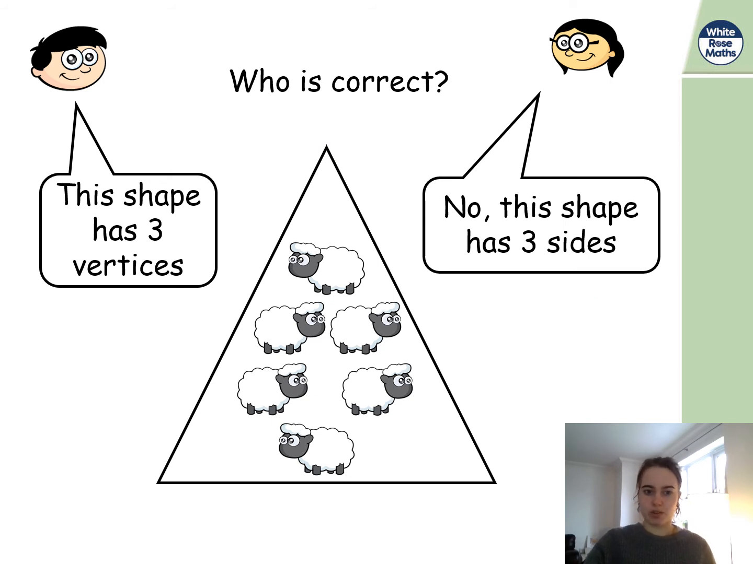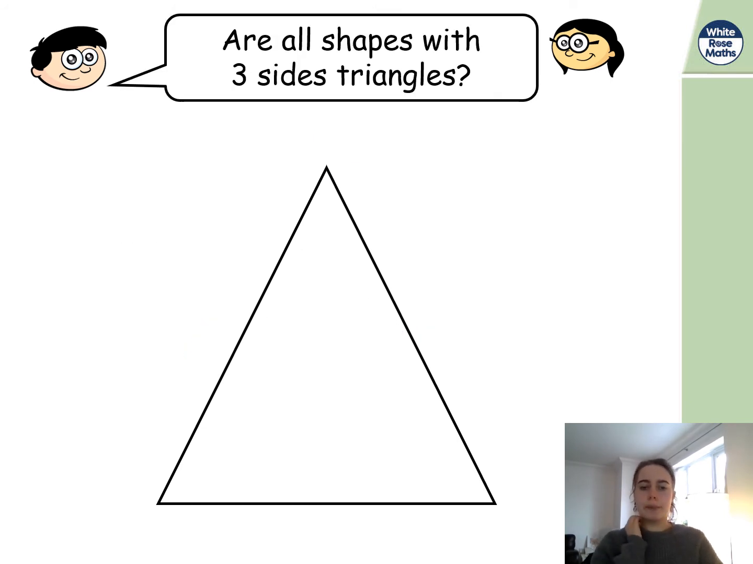They are both correct. We have got 3 vertices, so there's one vertex, and we have got 3 sides. There we go, so they're both correct. This boy is now asking, are all shapes with 3 sides triangles?